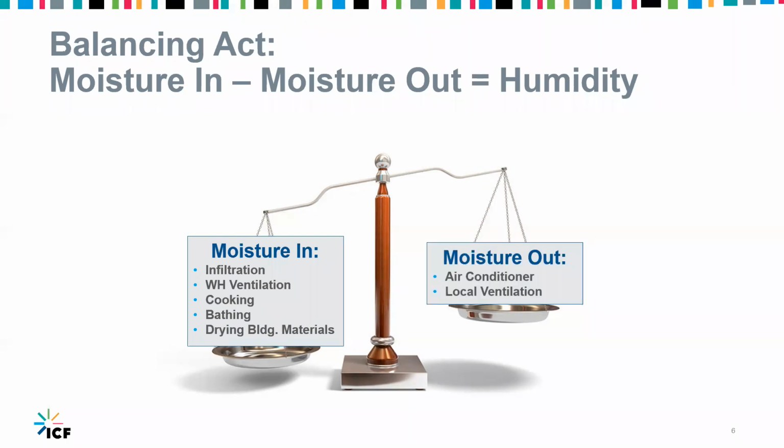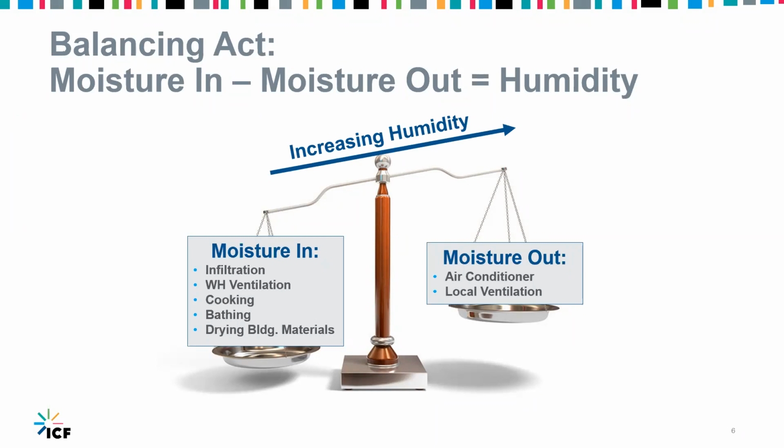So how is moisture removed? Primarily, that's the job of an air conditioner. It's cooling the air in your house, but it's also dehumidifying it at the same time. And then the other main way to get moisture out is through local ventilation. If it's a kitchen exhaust or bathroom exhaust, you're removing moisture directly from the source. Finally, if you have more moisture coming into the house than going out, you're going to see increasing humidity. So that's why I see it as a balancing act here.